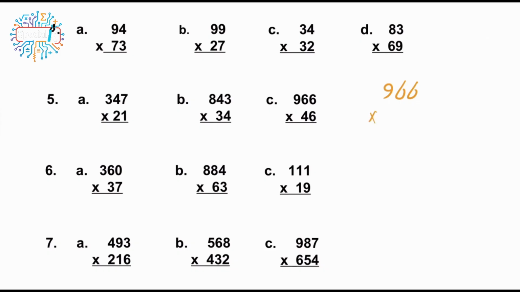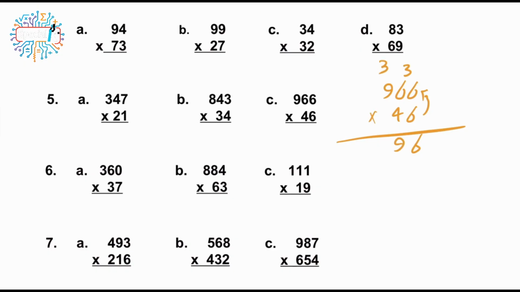966 multiplied by 46. How much is that? Again, remember, I do have two digits by 3 digits. 6 multiplied by 6 is going to be 36. 36 cannot be in one unit, so I will keep the 6, move the 3 as a carrying number. 6 multiplied by 6, 36 plus 3 is 39. Keep the 9, move the 3.